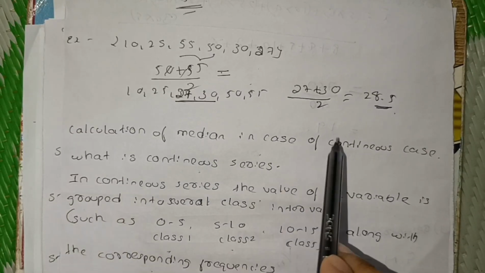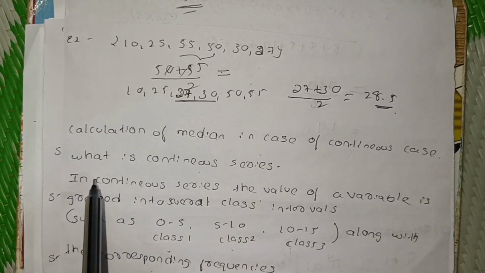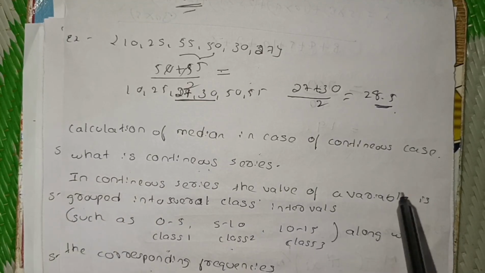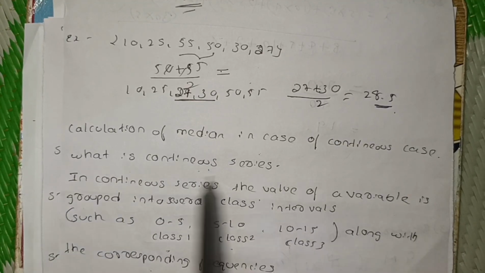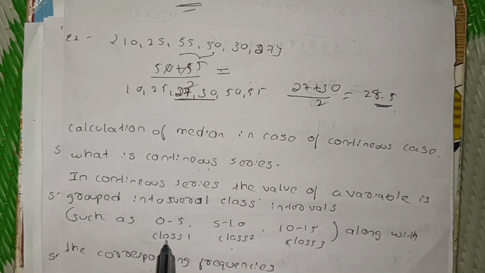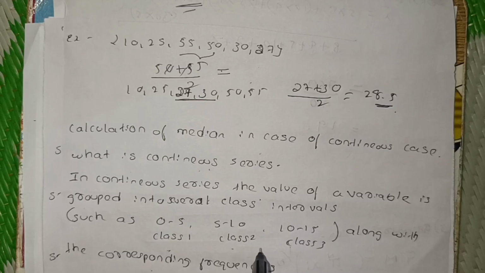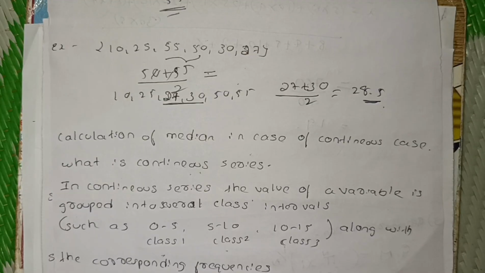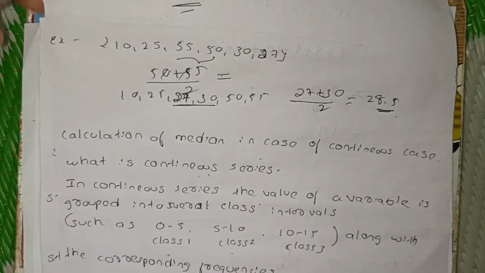Calculation of median in the case of continuous series. What is continuous series? In the continuous series, the class value of the variable is grouped into several class intervals, such as 0 to 5 is class 1, 5 to 10 class 2, 10 to 15 is class 3, along with the corresponding frequencies. An example of continuous series is shown in the table.